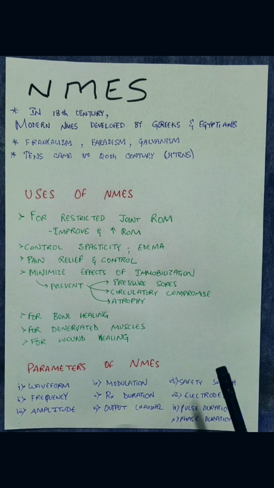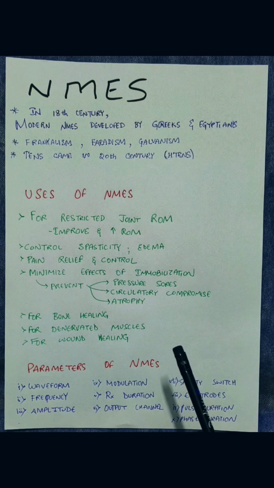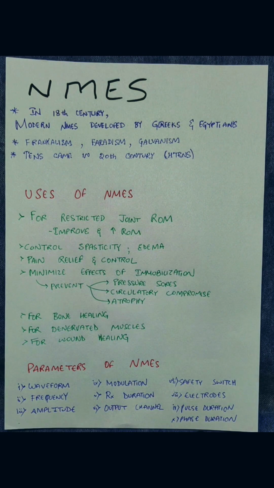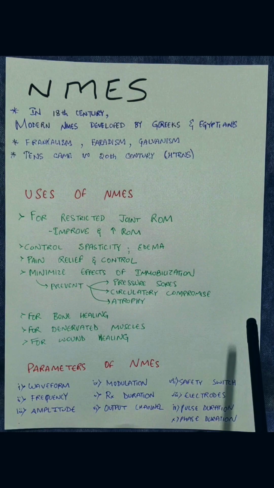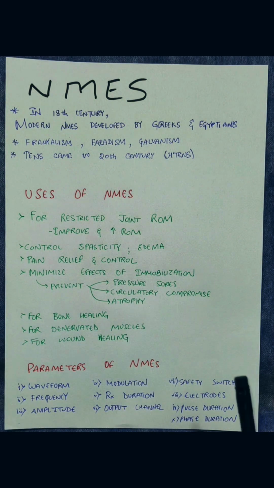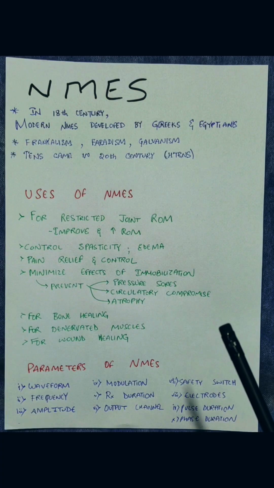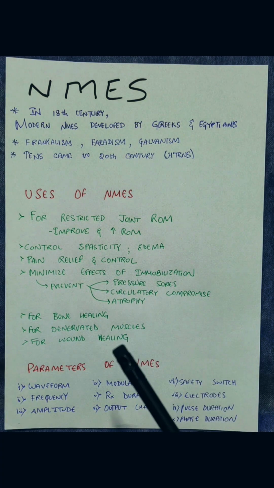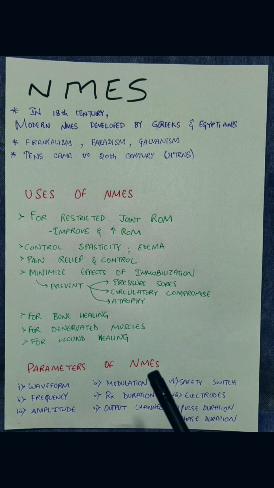So why do we really use NMES? It is for restricted joint range of motion, whereby using NMES we can improve and increase the range of motion. We can control spasticity and edema, and pain relief and pain control are achieved. We can minimize the effects of immobilization as well, basically to prevent pressure sores, circulatory compromise and atrophy. NMES is used for bone healing, for denervated muscles, and for wound healing.